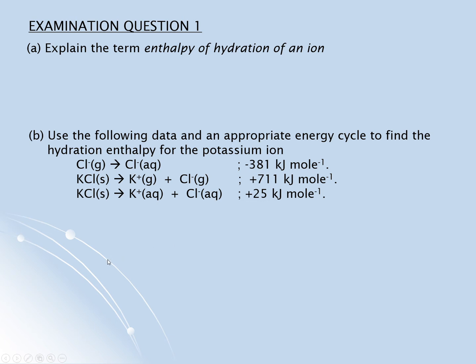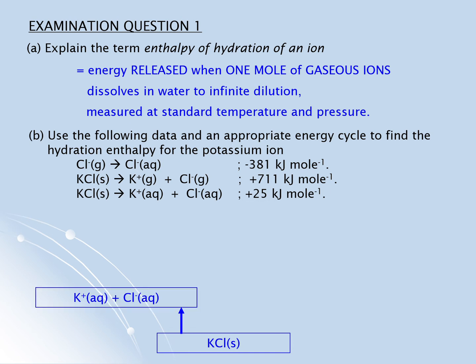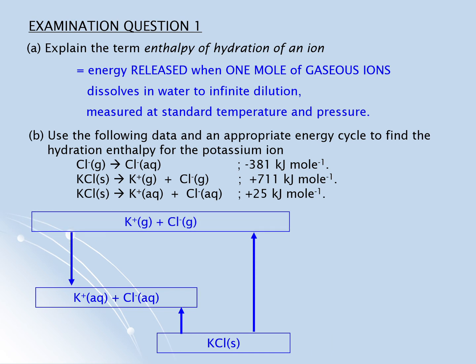Right, so the first thing was explain the term enthalpy of hydration. Well, that's just a definition from your CGP guidance. And then use the following data and an appropriate energy cycle. So you've got to construct an energy cycle as part of this question to find the hydration enthalpy of a potassium ion. So we start off with our solid, and that goes to our aqueous ions, the same as we did earlier. And we've also got to tear apart every bond within our solid to give us our gaseous ions. And then we get our hydration enthalpy from there.